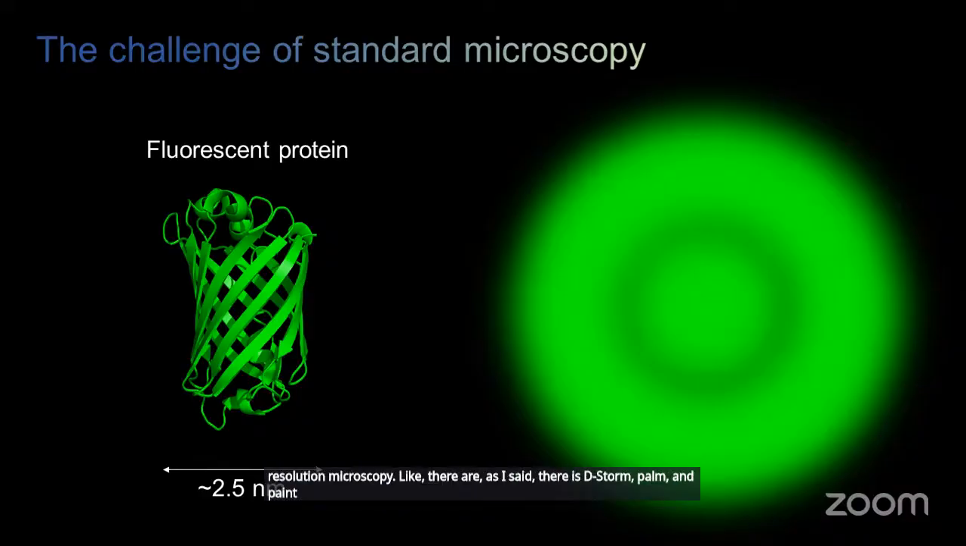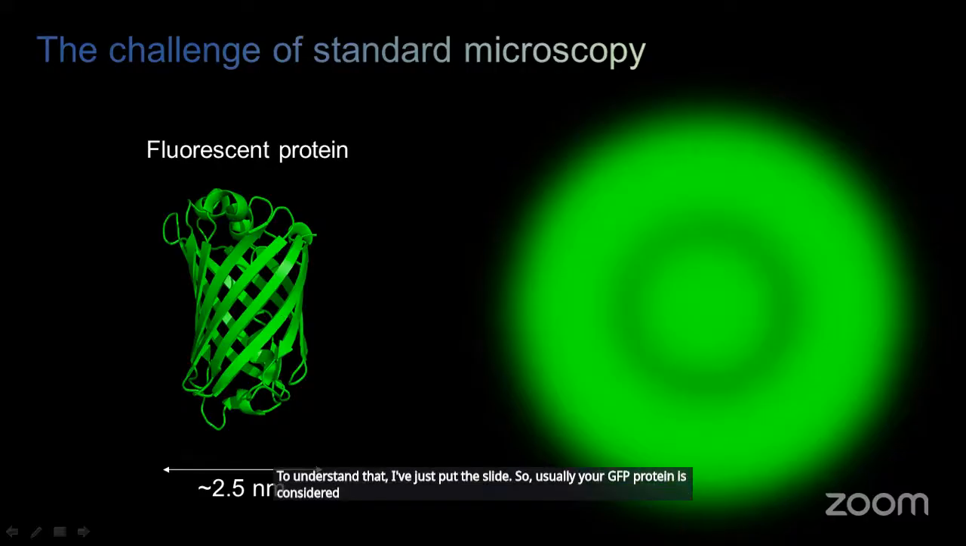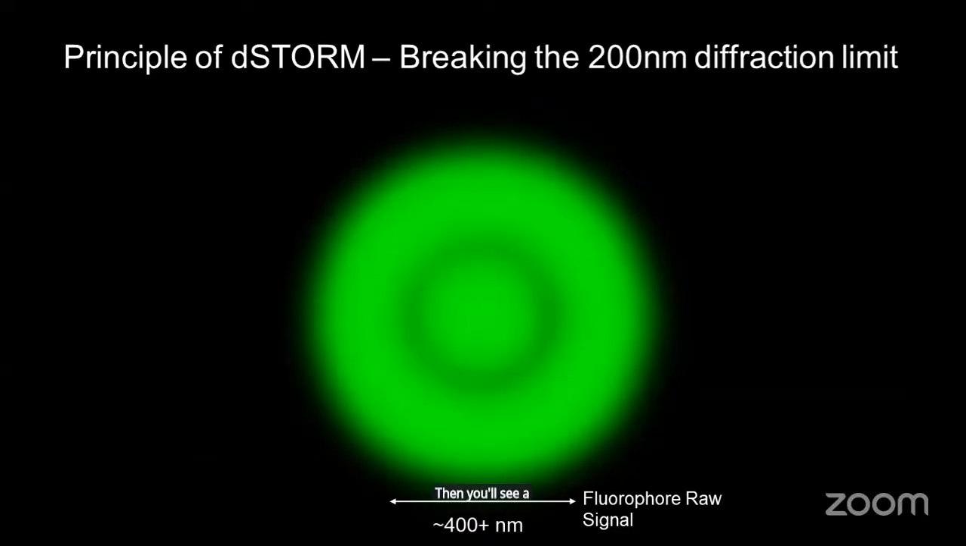To give you a brief about what we just said, we spoke about SMLM, but we wanted to understand exactly how SMLM works and how the Abbe limit, or the diffraction limit, is being squashed out. To understand that, I've put up this slide. Usually a GFP protein is considered to be about 2.5 nanometers, but the signal spot you get in confocal is around 250 to 400 nanometers in size. So, with single molecule localization, when there are multiple GFPs, you see a very big spot.